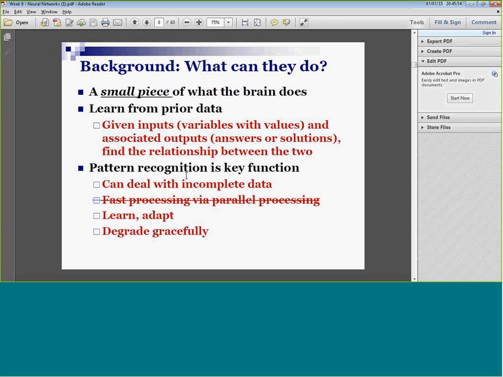You'll notice that it says fast processing via parallel processing scratched out. And that's because we don't do that yet. We don't do much, if any, parallel processing with computers. They're very fast, but it's still sequential.